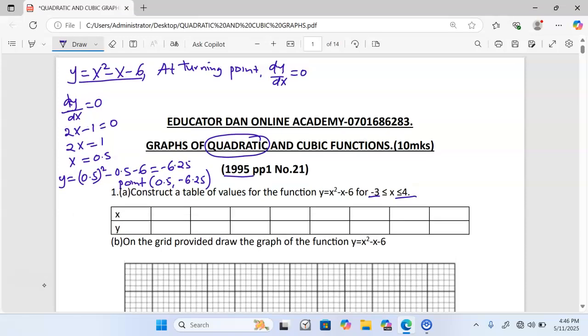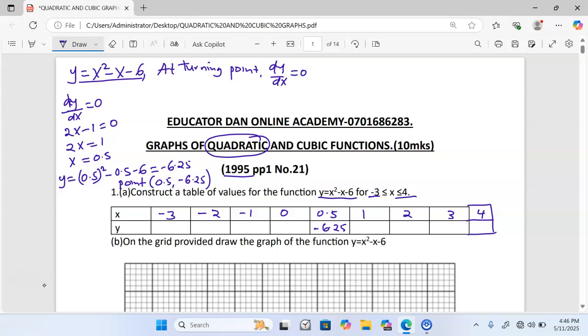We now go to the table and start filling it. Remember, the values of x range between -3 and +4, so we have -3, -2, -1, 0. Before we go to 1, let us put our turning point at this point, that is 0.5 and negative 6.25. Then we go to 1, 2, 3, and lastly we have 4 here. Now we use the values of x in this function to get the values of y.